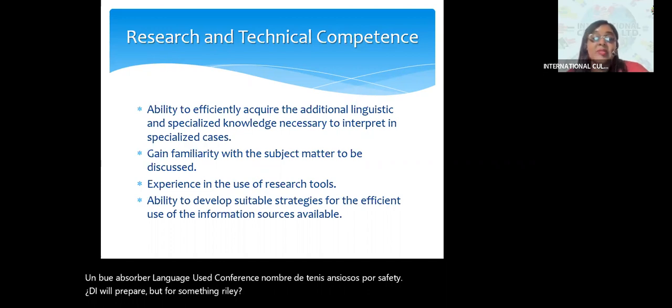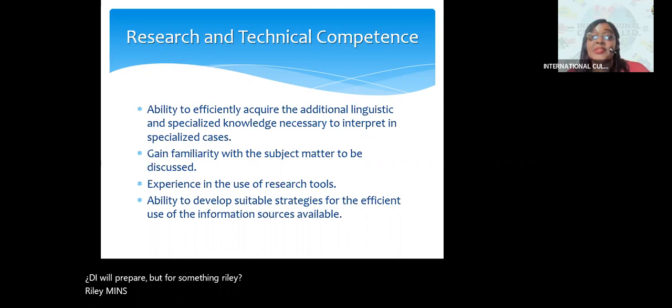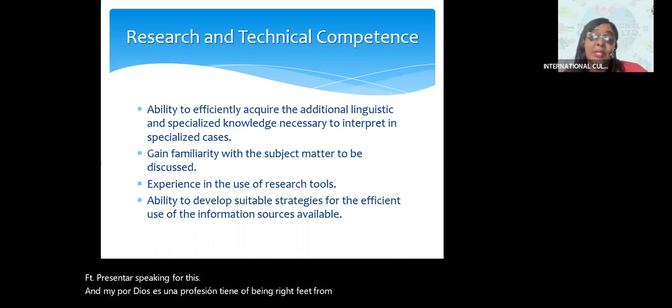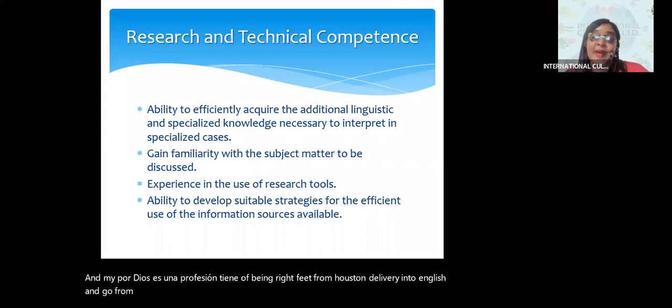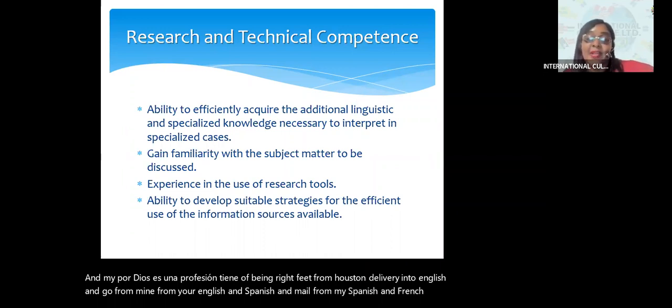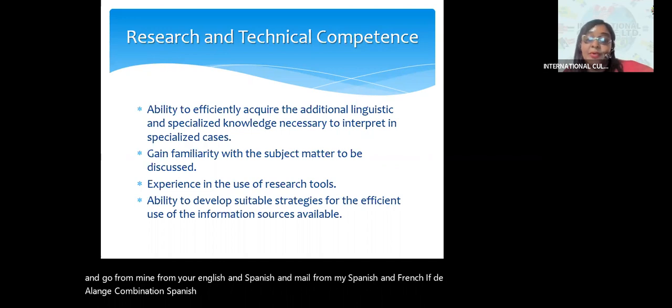And relay means just how it happens in track and field. If the presenter is speaking in Portuguese and my Portuguese is not proficient enough, then I will relay. I will get a feed from Gio's delivery into English, and then I will go from her English into my Spanish, and somebody else might go from my Spanish into French if their language combination is Spanish-French, because they don't understand Portuguese.